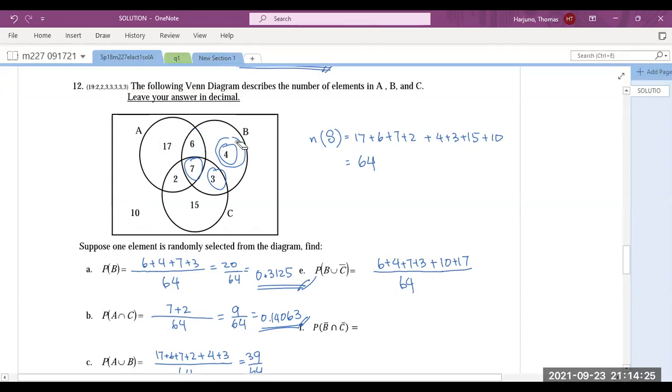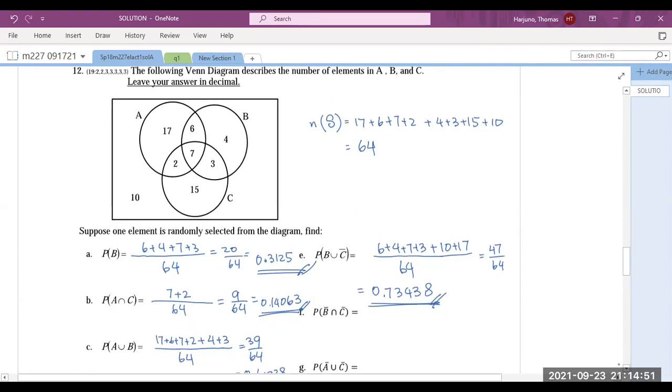Okay. That will be, what? That's 47 over 64, which is 0.73438. Am I too fast? That's a 4, right? Not 9. I know you said 7, 3, 4, 3. Yes, that's a 4. Thank you. Yeah. It does look like 9 though.